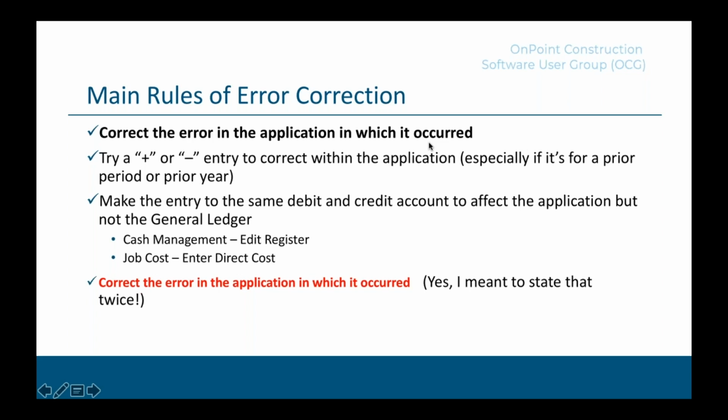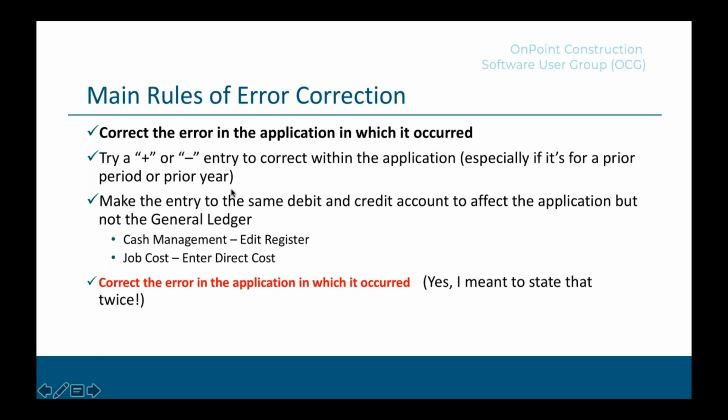That's number one. If you miscoded an invoice, go back to that invoice and change the coding there, and it will send out correcting entries to job costs, to general ledger, and it will fix everything where it had gone before. It keeps you from having to make an entry in job cost to fix something, maybe in general ledger. So it's just easier to go back to where it started.